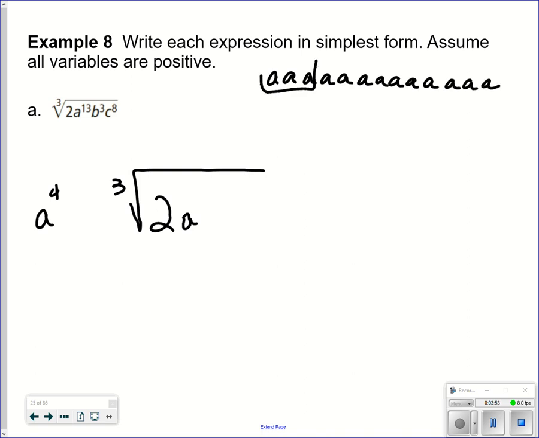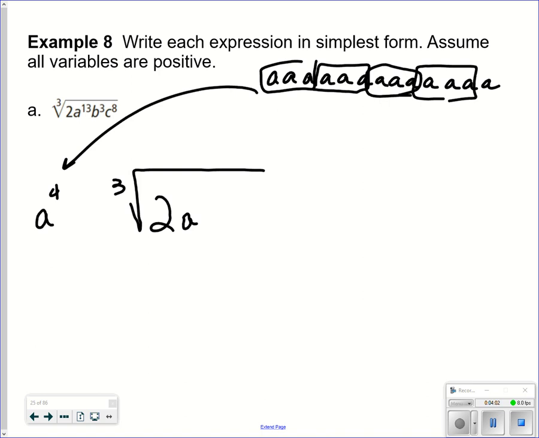So groups of 3. If I had 13 a's and I said, go into groups of 3, you would have 4 groups. The groups go out, but I'd have a single a that was not part of a group, so it had to stay in. If you're not part of a group, you have to go back in the radical. So the cube root of b to the 3rd: there's just enough b's with nothing left over. And the cube root of c to the 8th: there's 2 groups of c's with 2 c's left over.